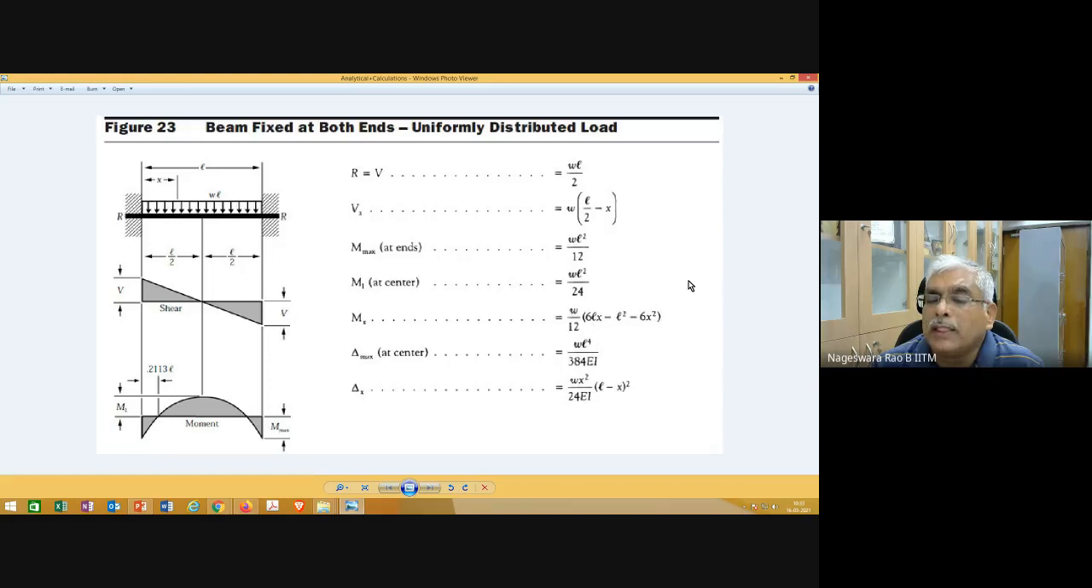Bending moment is given by this. Bending moment at any point along the length of the beam is given by this relation, and displacement is given by this relation. Hope you have taken note. Take a note of the shear force at any point along the length of the beam, bending moment at any point along the length of the beam, and displacement at any point along the length of the beam, the transverse displacement. Hope you have taken this.